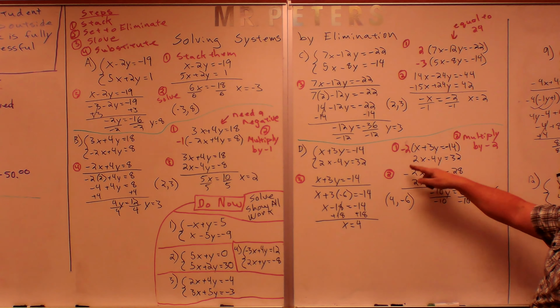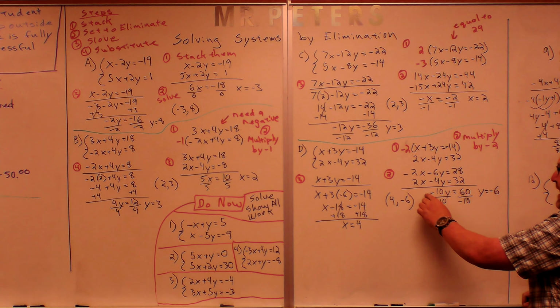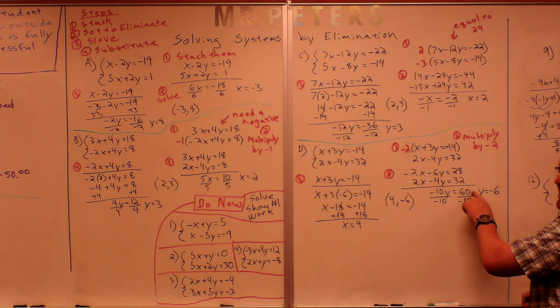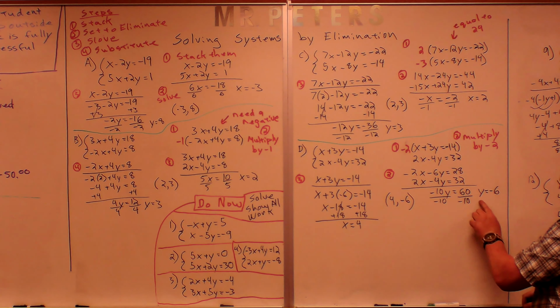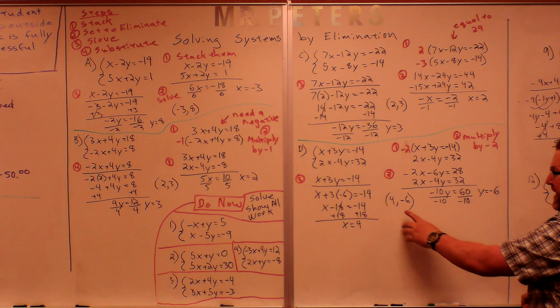So notice these cancel each other out, right? Negative, positive, then we add these two together. 6 and 4 is 10, 28 and 32 is 60. We divide both sides by negative 10, y equals 6. Now we have our y. So my y is negative 6.